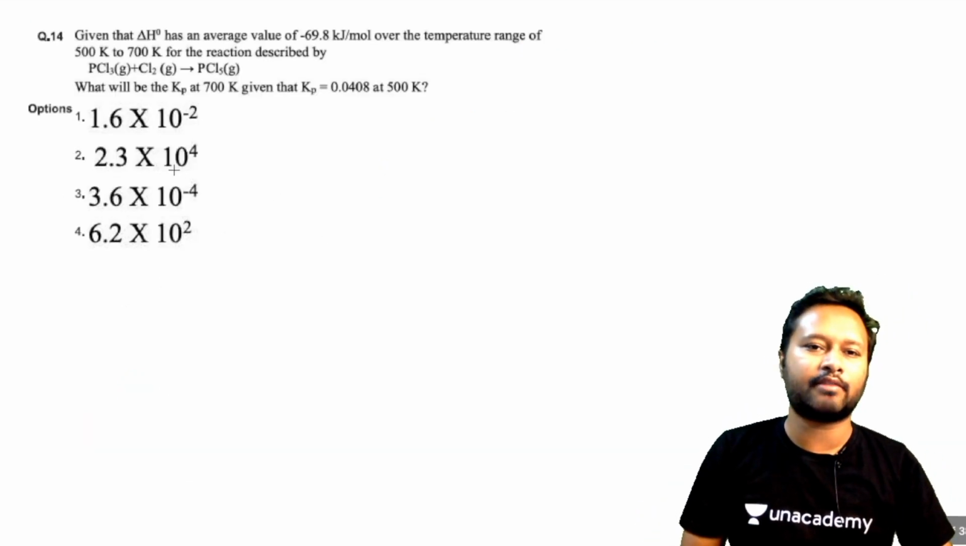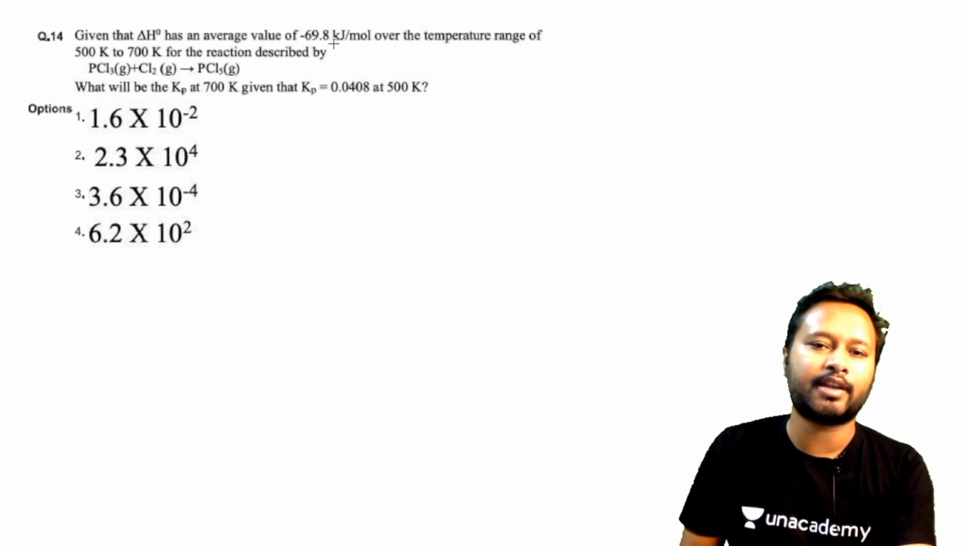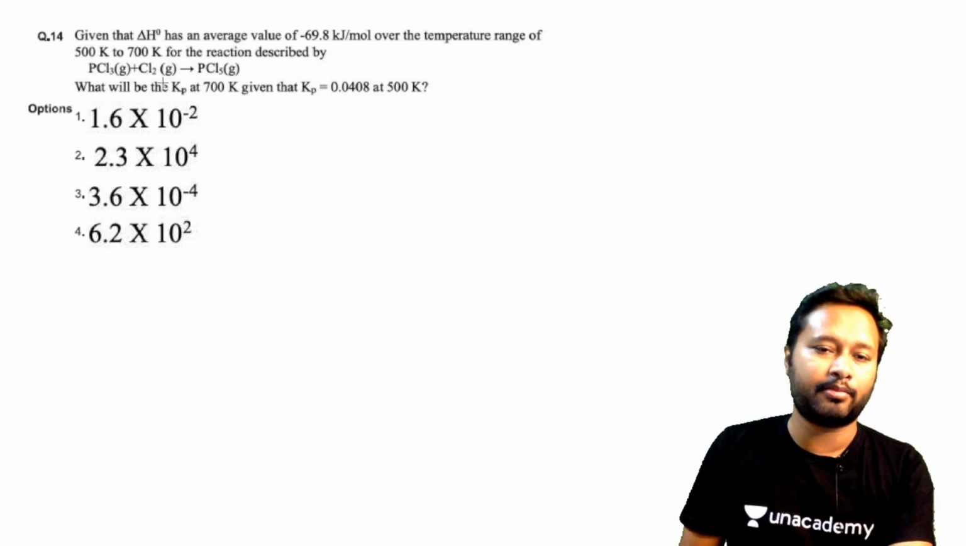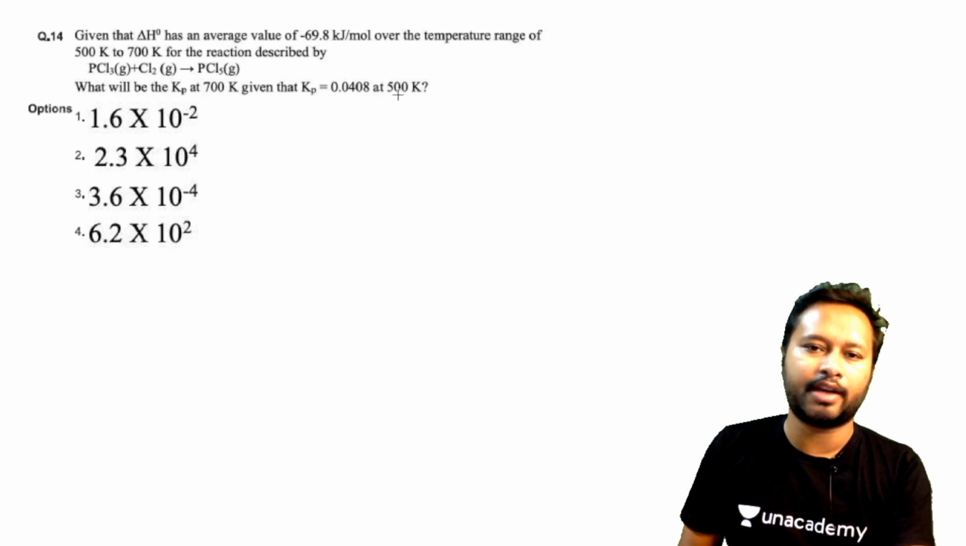Here it says, given that delta H has an average value of minus 69.8 kilojoules per mole over the temperature range of 500 to 700 for the reaction described below, what will be the Kp at 700 Kelvin when the Kp is equal to this much at 500 Kelvin.